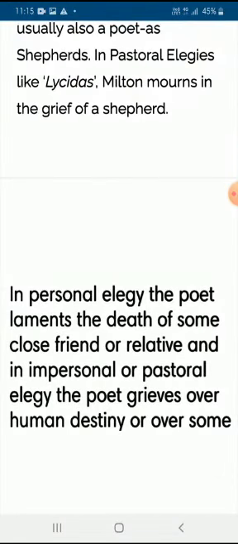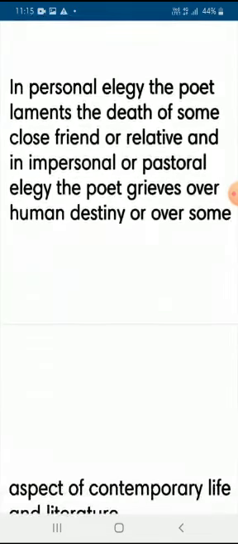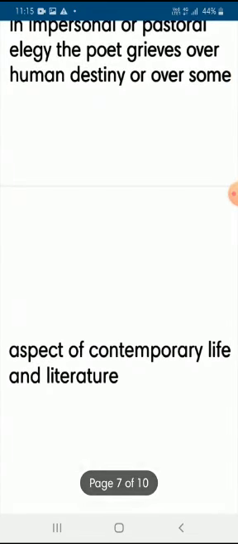In personal elegy, the poet laments the death of some close friend or relative, and in impersonal or pastoral elegy, the poet grieves over human destiny or over some aspect of contemporary life and literature.